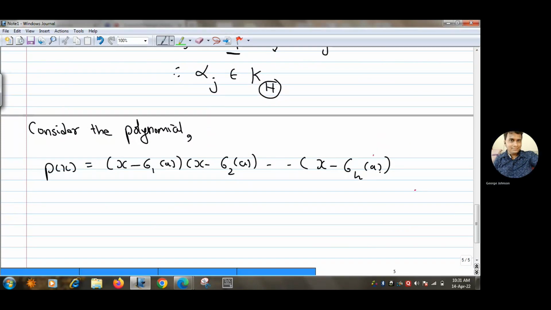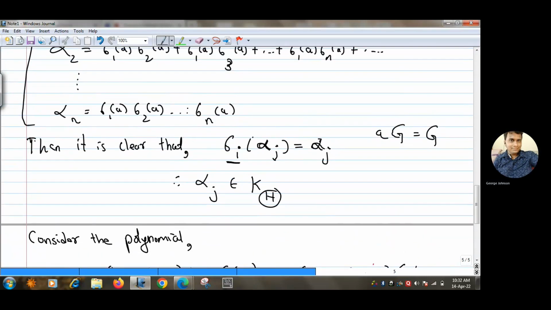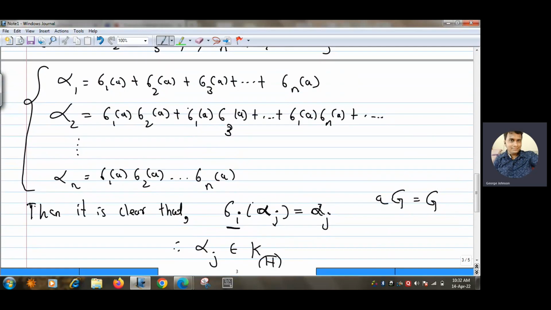Okay, then can you see that this polynomial belongs to K^H[x]? Why does this belong to K^H[x]? Because all the coefficients, may it be 1 here or sigma 1 a, sigma 2 a, are all in K^H. Okay, why is sigma 1 a in K^H?